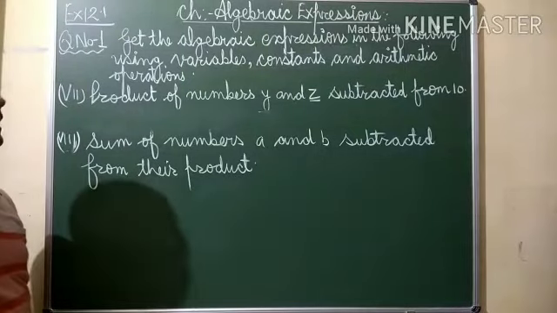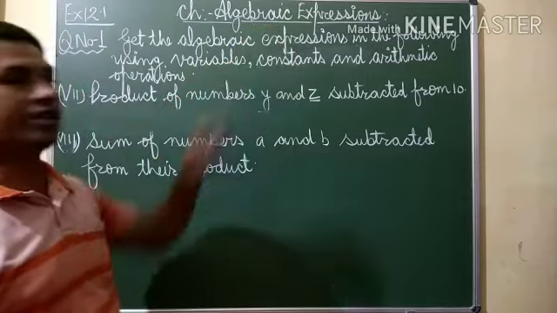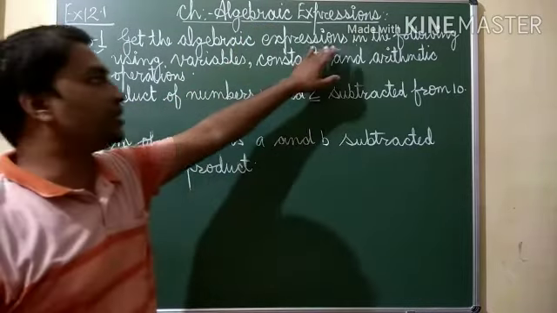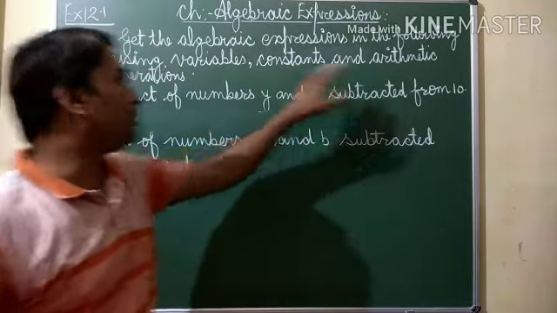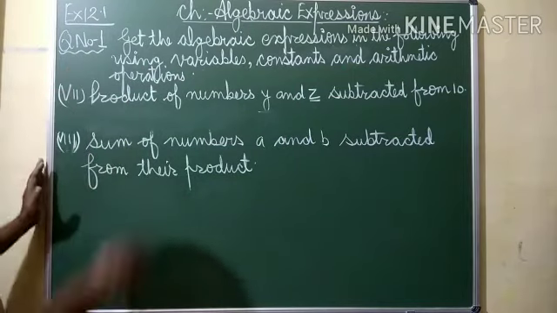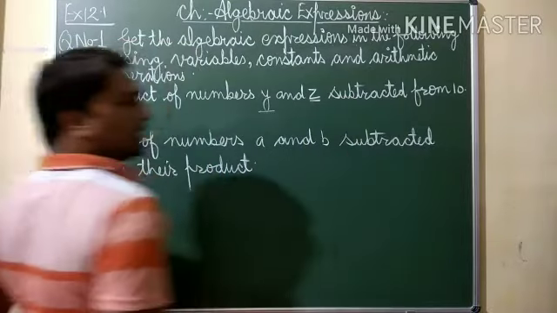Hello everyone. In this video we will do exercise 12.1 and the chapter is algebraic expressions. So first we have question number 1. Get the algebraic expression in the following using variables, constant and arithmetic operations. So first we have question number 1, seventh part. Product of numbers y and z subtracted from 10.